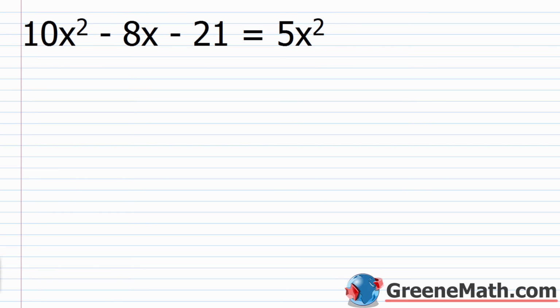All right, so let's take a look at another one. So we have 10x squared minus 8x minus 21 equals 5x squared. So the first thing we're going to do, we're going to have this in the format of ax squared plus bx plus c equals 0. So let's just subtract 5x squared away from each side of the equation. That's going to cancel and become 0, and this is equal to 10x squared minus 5x squared is 5x squared. And this is minus 8x minus 21.